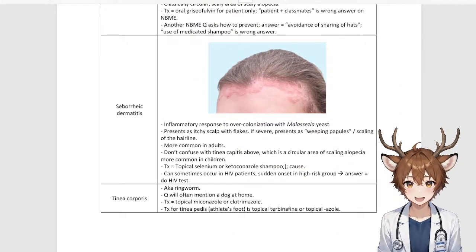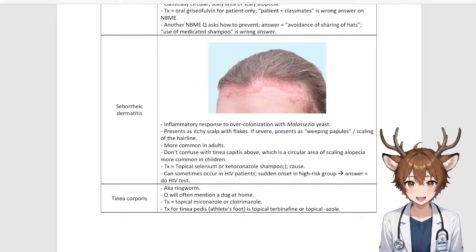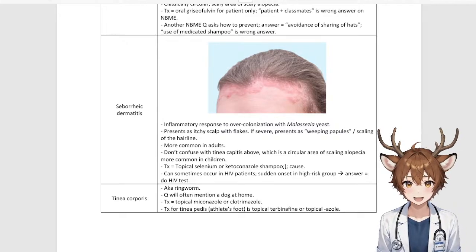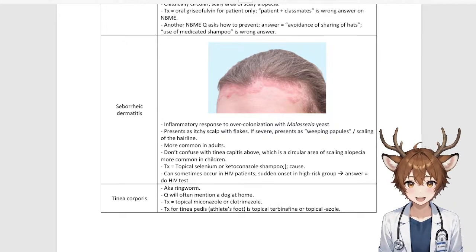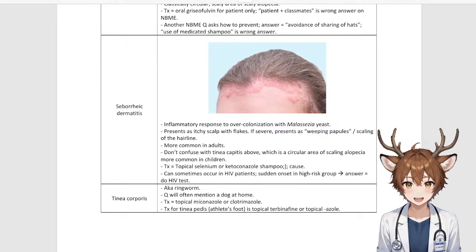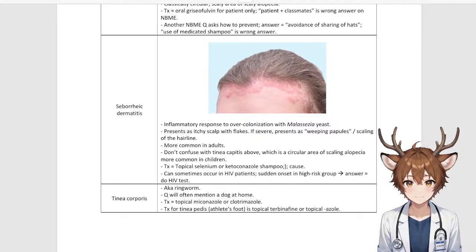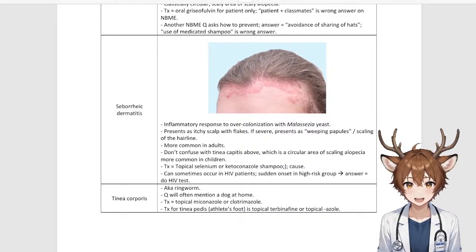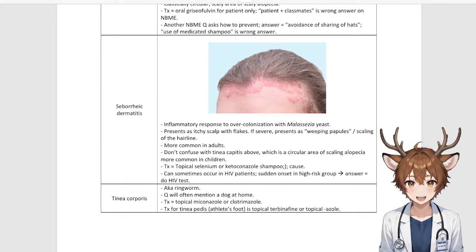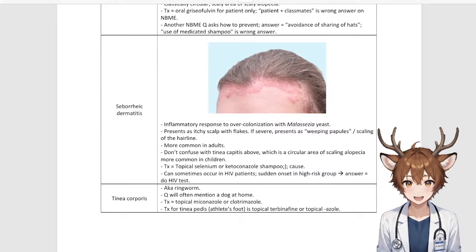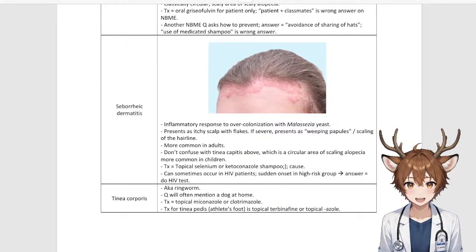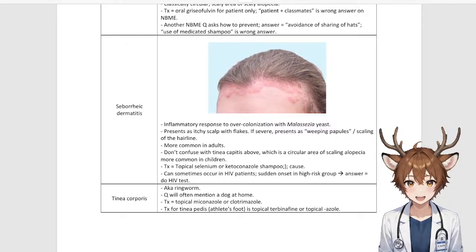Seborrheic dermatitis. Inflammatory response to overcolonization with Malassezia yeast. Presents as an itchy scalp with flakes. If severe, presents as weeping papules and scaling of the hairline. More common in adults. Don't confuse with tinea capitis above, which is a circular area of scaling alopecia, more common in children. Treatment would be topical selenium or ketoconazole shampoo.